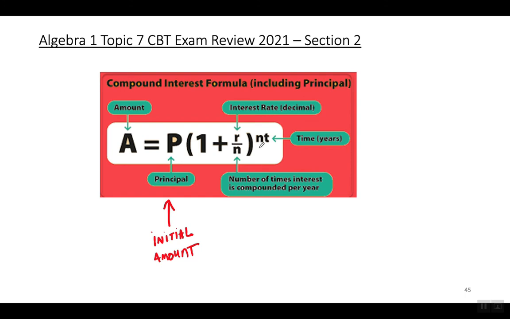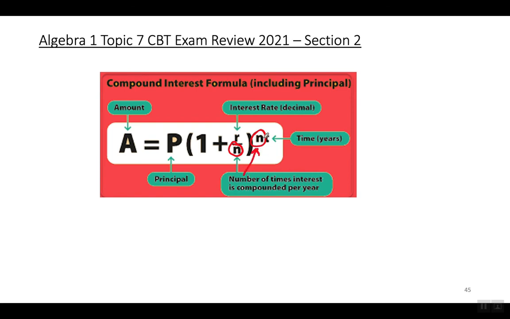The main thing to point out on this is the N, all right? N stands for the number of times the interest is compounded per year. That's the important part that's new to you on these problems. Everything else, you've already seen it, believe it or not. So again, N is the number of times that the interest is compounded per year. This N as well as this one, they're both the same thing. There should be an arrow pointing to this one as well, okay?